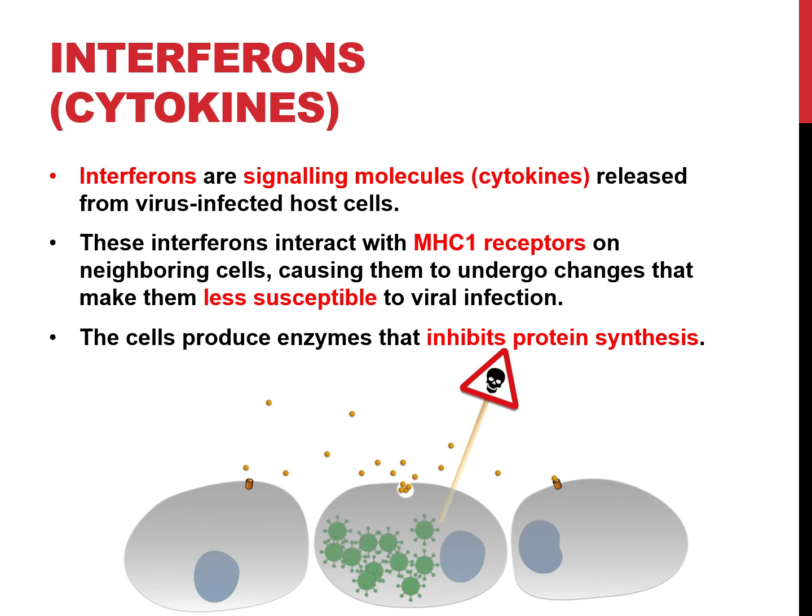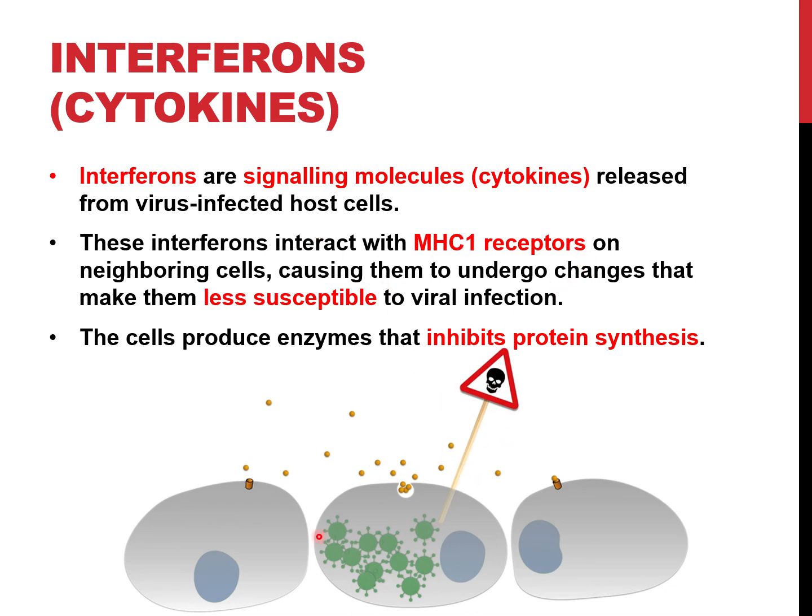All right. Lastly, we have a few different types of molecules you'll find in the immune system. So our first one we're looking at is what we call an interferon. All right. And that's a signaling molecule. So it's a type of cytokine. That's your interferon. And literally, what it does is in its name. Interferon, it interferes. So it interacts with MHC1 markers on neighboring cells.